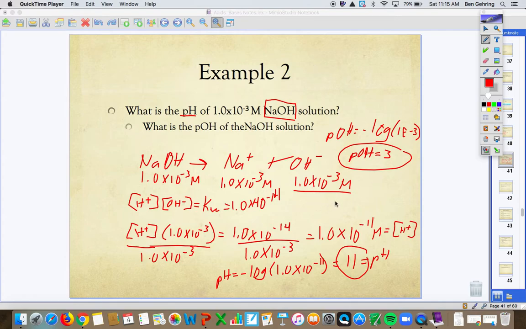So one thing we can do, a shortcut, and you should write this down, is pH plus pOH is always going to equal 14. So if you solve for one of these, either pH or pOH, you can work backwards by taking 14 minus that answer.